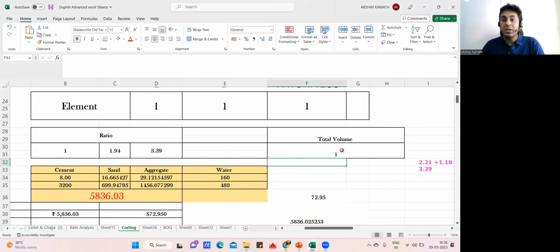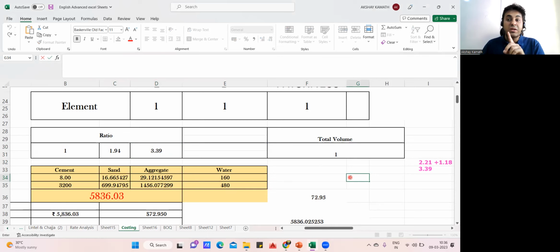For 1 cubic meter, if I want to prepare 1 cubic meter of M25 grade of concrete, having a ratio of 1 is to 1.94 is to 3.39, I require 8 bags of cement. I require 16.66 CFT of sand and I require 29.112 CFT of aggregate. Simple. So I'll do the same calculation manually in front of you. So first we'll start with the cement.